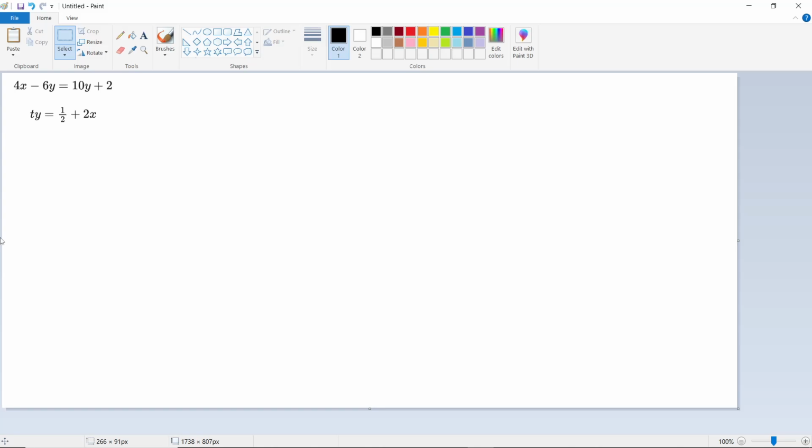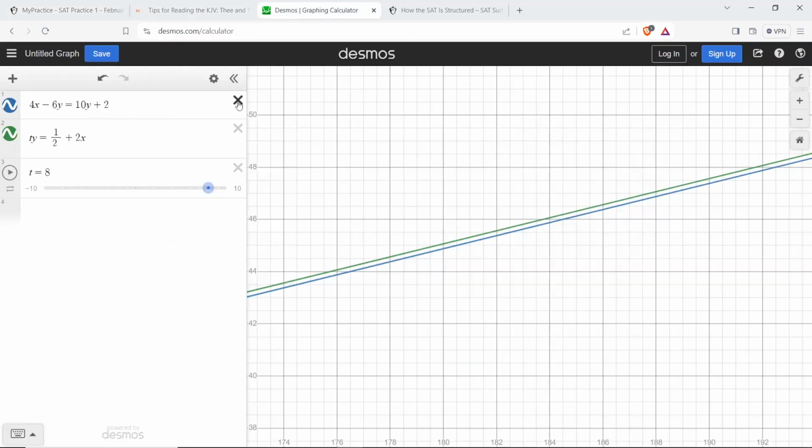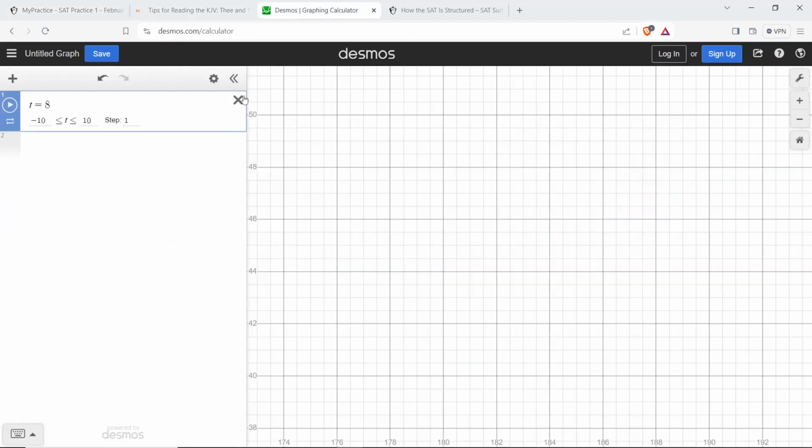Here are two equations. The question asks, in this system of equations, what does the value of t have to be in order to make this system have no solutions? Well, why don't we look on Desmos and see what it has to be. And I'm going to retype it in.